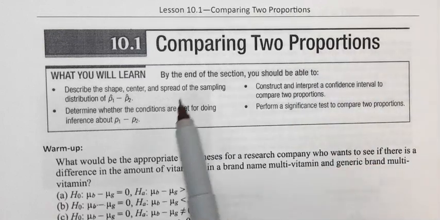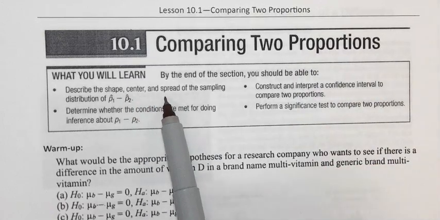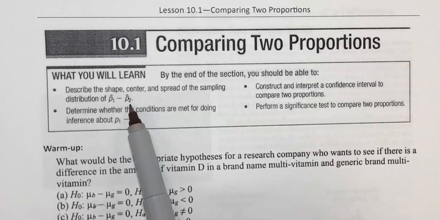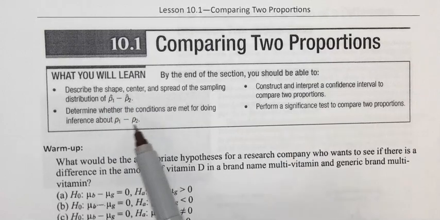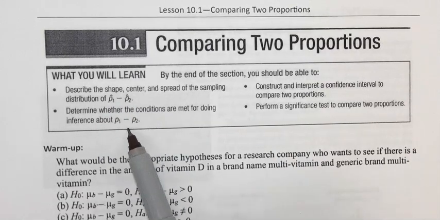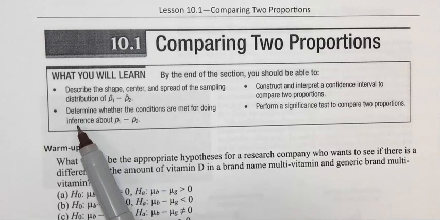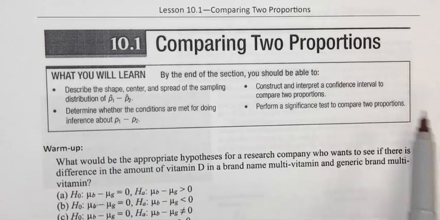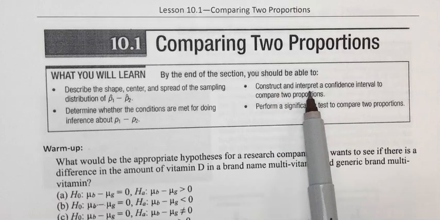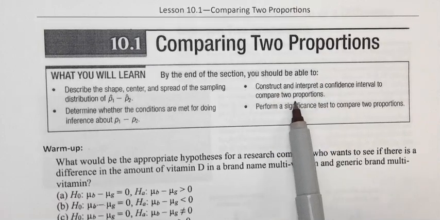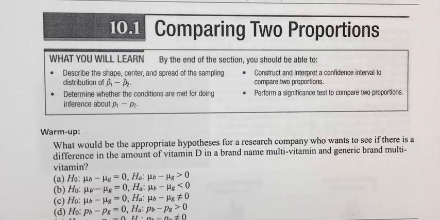And by the end of this lesson, you should be able to describe the shape, center, and spread of a sample proportion, where we get the difference of those two sample proportions. And you should determine whether the conditions are met for doing the inferences, as in making predictions about the entire population, given the information we have. You also can construct and interpret a confidence interval with two proportions, and you can perform significance tests.